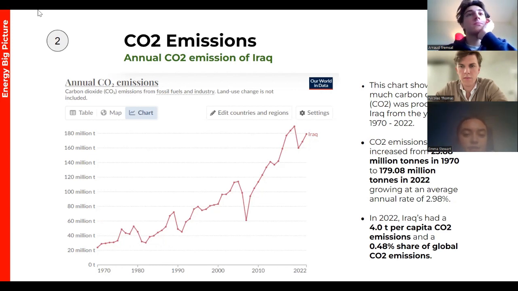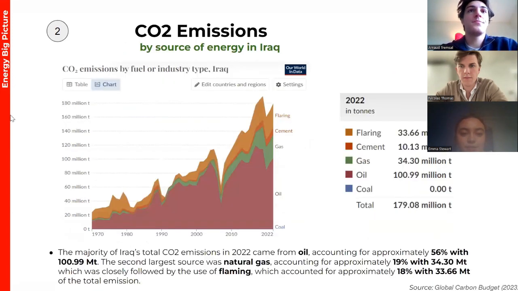Then the next chart, on the next page, shows the CO2 emissions by source of energy that is used in Iraq. From it, you can see that the majority of Iraq's CO2 emissions in 2022 came from oil, accounting for approximately 56%, with a total of 100.99 million tons. And then the second largest was natural gas, accounting for approximately 19%, with 34.30 million tons.